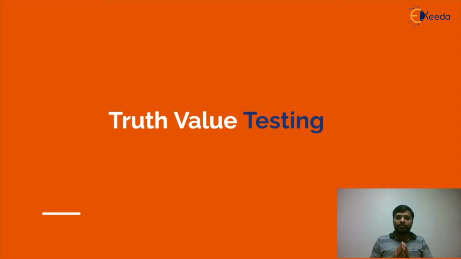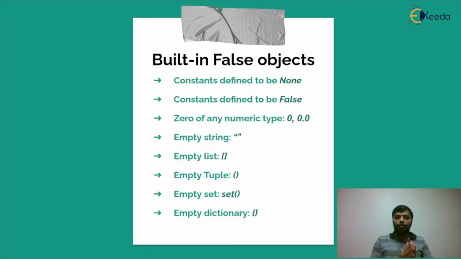So there are some built-in false objects that Python has already defined. These are constants defined to be None. Basically, the value of a variable that we have assigned could be None, and that is considered false. If we have assigned False as a value to a variable, that is again considered false. If the value of the variable is 0, whether it's 0 or 0.0, it's still considered false.